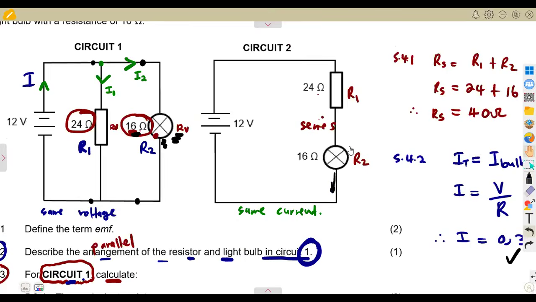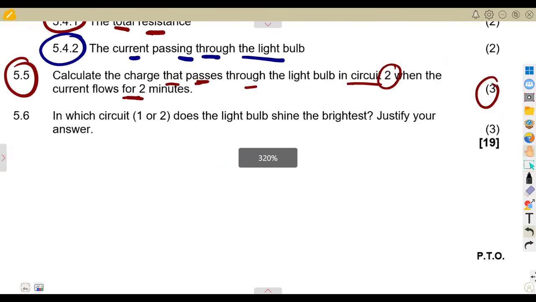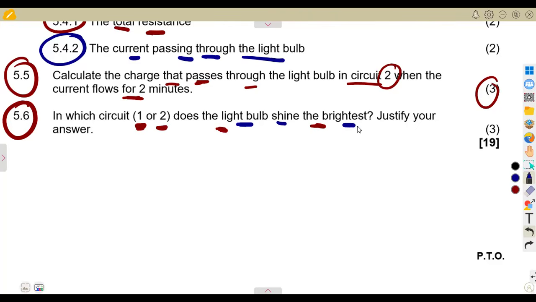So this is how your questions can be given. Then the last question, which is 5.6: in which circuit, circuit 1 or 2, does the light bulb shine the brightest? Take note, we need a condition where the light bulb shines the brightest. Justify your answer. It is simple, guys.